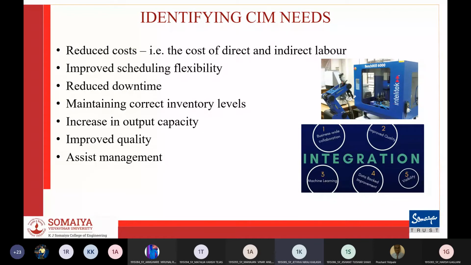And with the CIM, by the help of such an integrated system, downtime is reduced, and the inventory levels are maintained correctly. By CIM, the output capacity can be increased as required depending upon the type of product and the size of product which we need to manufacture, and the quality of such products can be increased, and with the CIM, the errors can be minimized as required, and it assists management. It assists the management in collecting the various relevant and useful data that optimizes the efficiency of any product cycle.